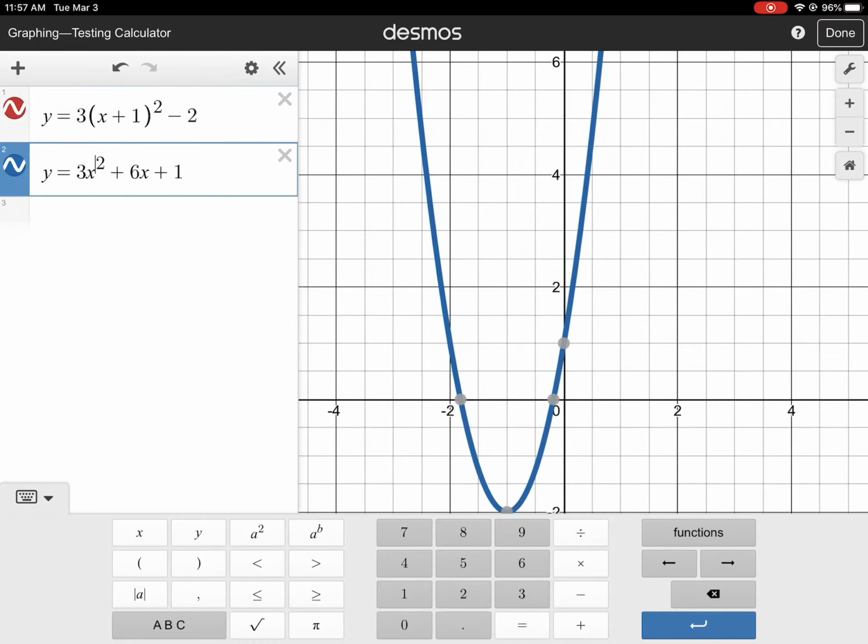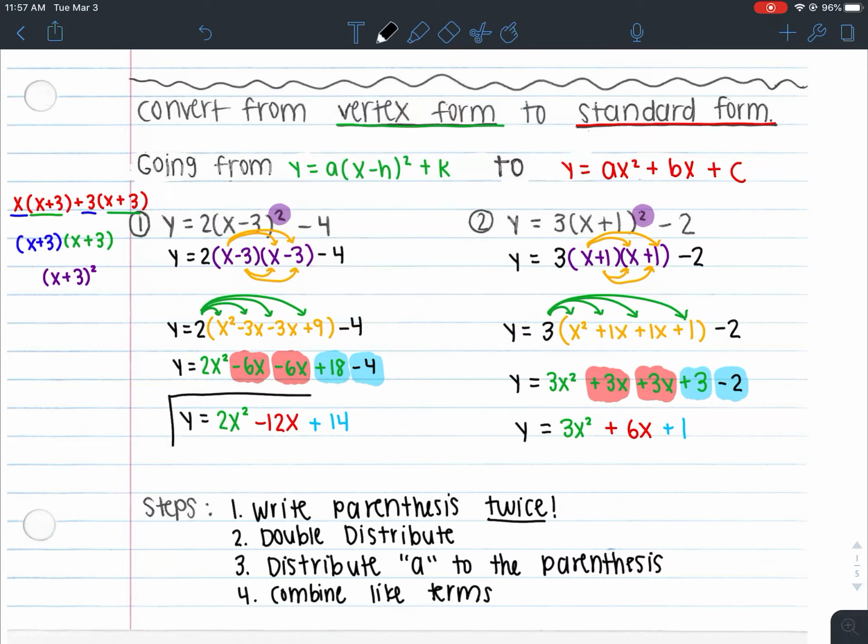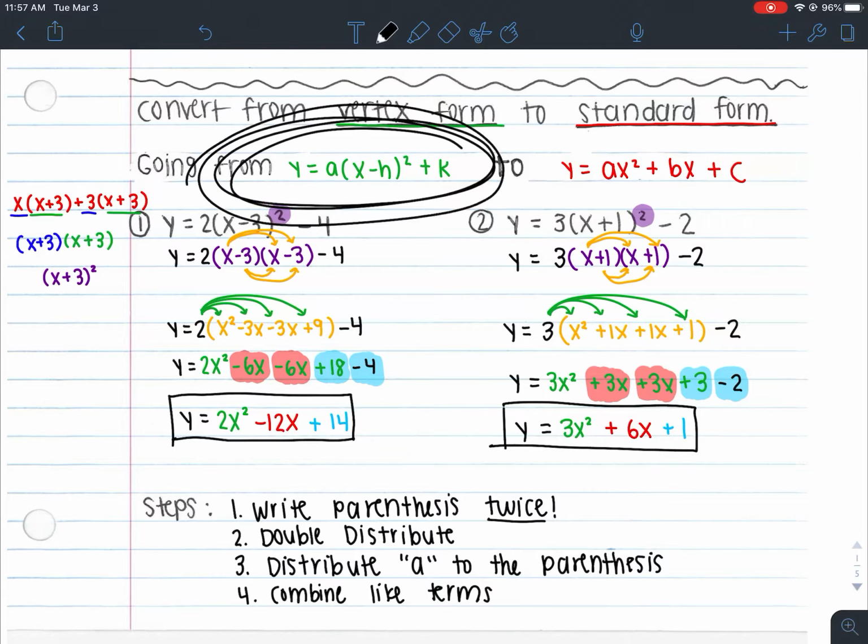But notice how their graphs are exactly the same. So again, we're just converting the forms, but they are the exact same graph. So these were my two that I got on the front page. So that's our practice with going from vertex form to standard form. So I'm going with something that comes from parentheses, and I'm getting rid of the parentheses. But remember, your A is always the same.